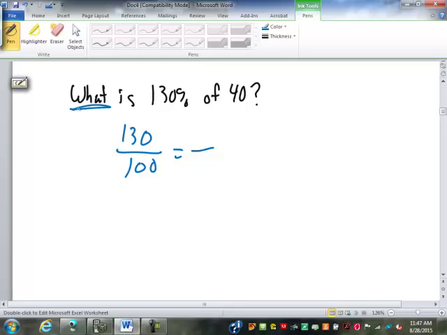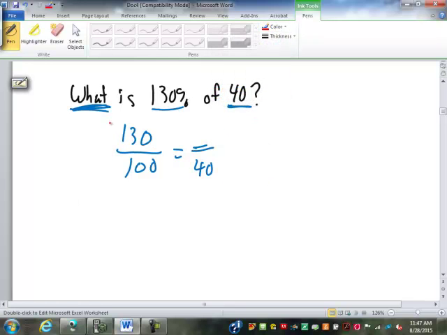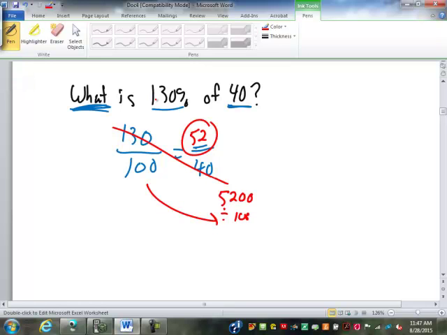Now we have the missing number, the what, instead of a blank, and we have the 40. Which one of those goes with the 130? The blank, the what. So the 40 goes on bottom, and we will cross multiply and divide. 130 times 40, 5,200, divided by 100 is 52. So 52 is 130% of 40.